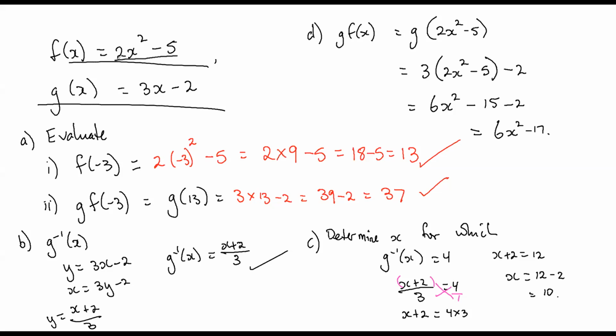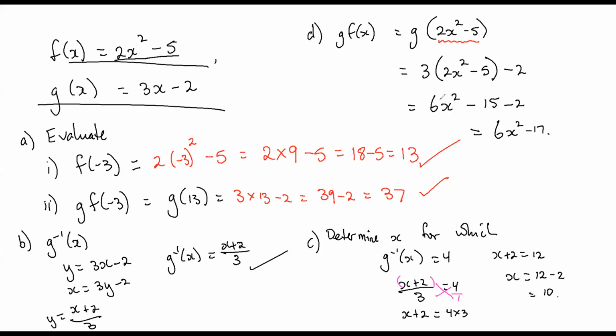2x squared minus 5. Exactly. So that means I'm going to be putting 2x squared minus 5 into the g function. So wherever x was in my g function, I'm now going to write 2x squared minus 5. So that's 3 times x, but instead of x, I'm writing 2x squared minus 5. Then put minus 2.